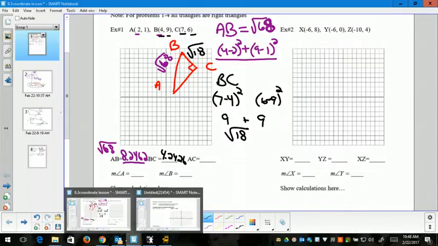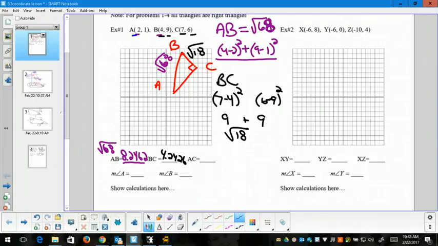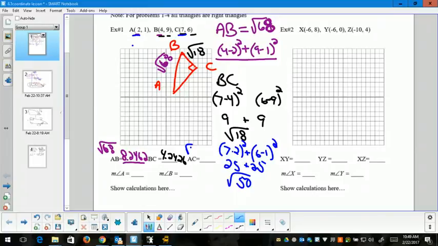Now I actually have enough information already to find my angles. I'm going to do the same thing to find side AC, just in case I messed up on one of these. I don't want to make an error on that too. So for AC, 7 minus 2 squared, 6 minus 1 squared. That's 25 and 25, which is 50. So AC is the square root of 50, which is going to be 5 square roots of 2.